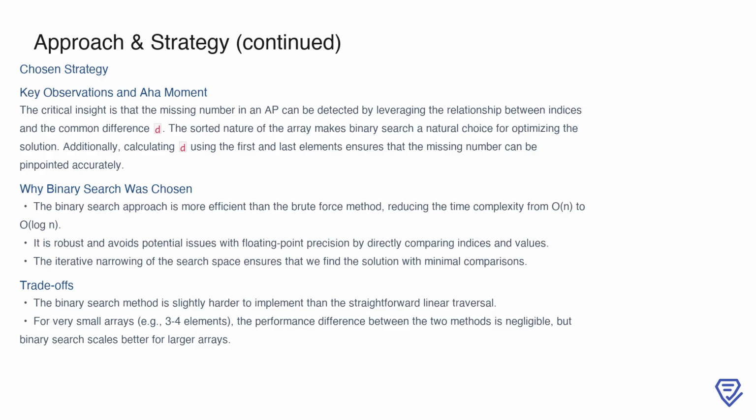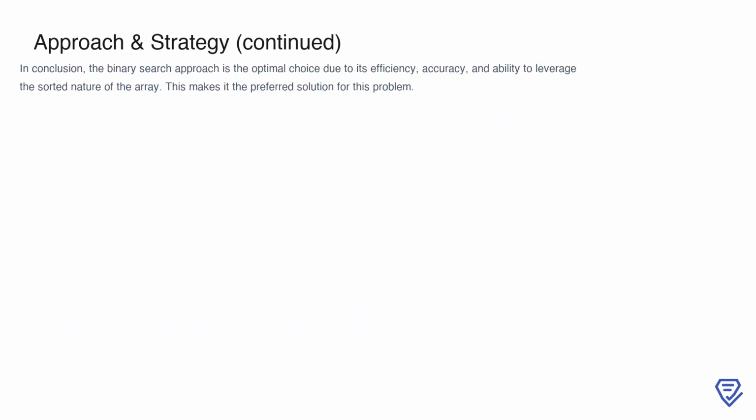It also avoids potential pitfalls with floating point precision, as comparisons are made directly between indices and values. While the binary search method requires a bit more effort to implement, its scalability and robustness make it the superior choice for this problem. In conclusion, the binary search approach stands out as the optimal solution for identifying the missing number in an arithmetic progression.